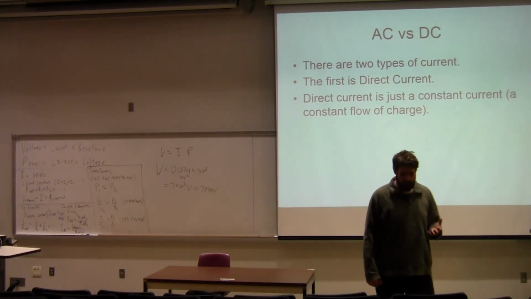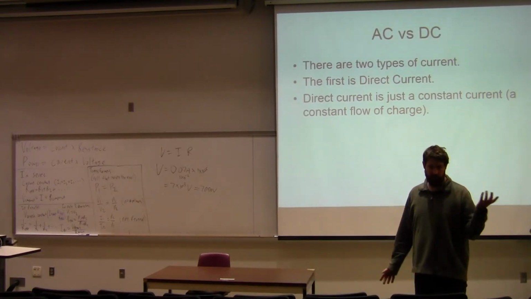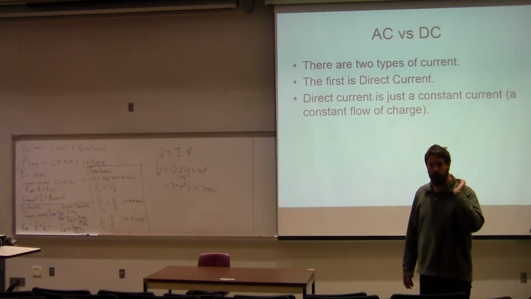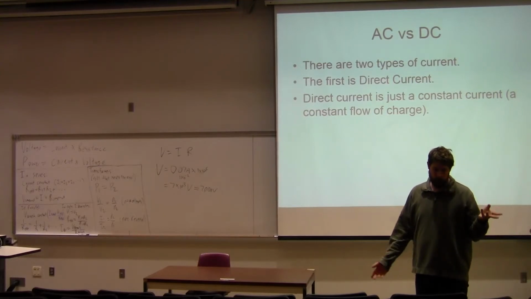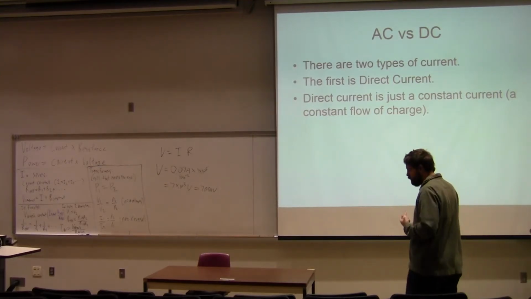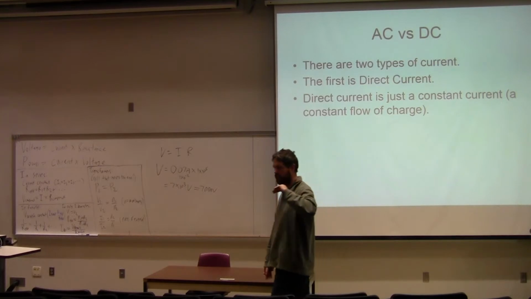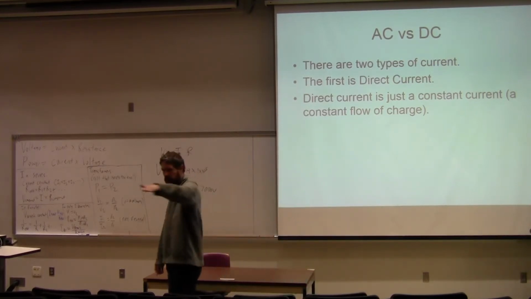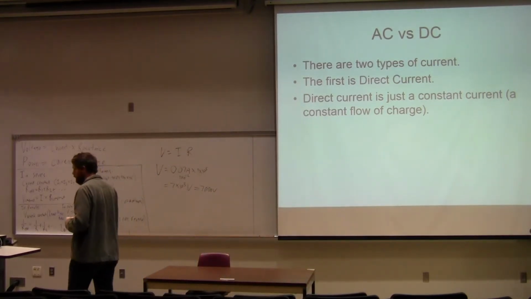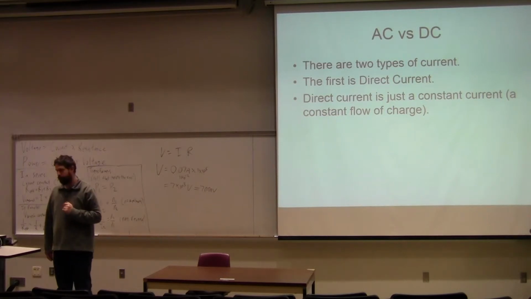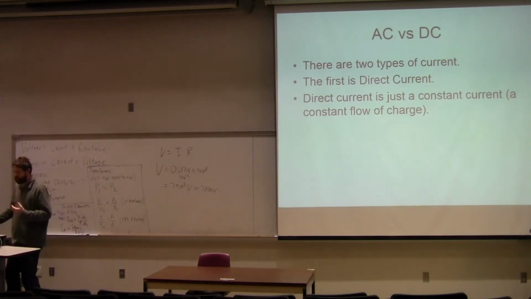Even though we mostly use alternating current around the world, I'm going to talk about direct current first because it's the most straightforward to talk about. DC is direct current. That means that my current as a function of time is constant and not changing. My voltage is constant and not changing. So mathematically, it's pretty straightforward.